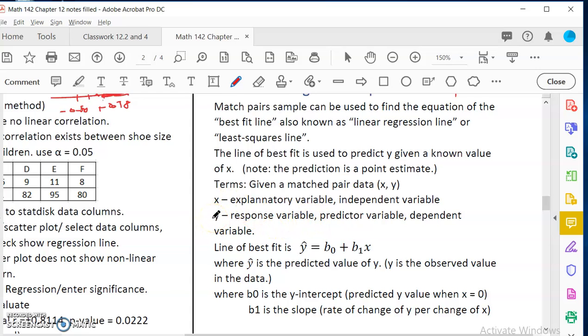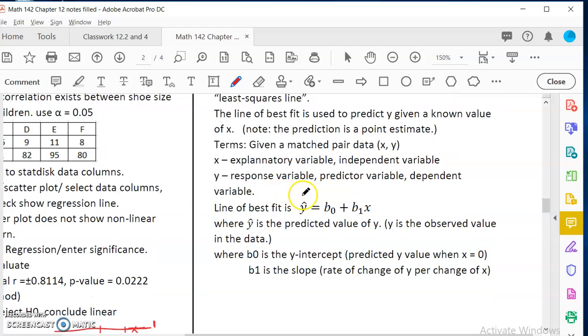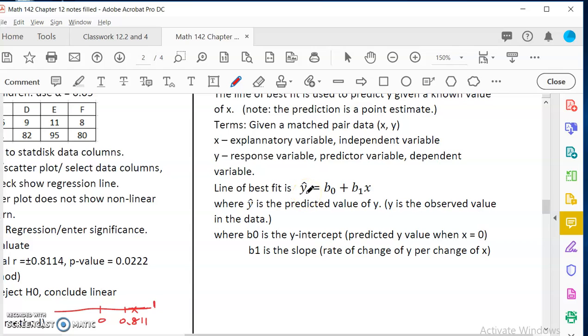So if you have x and y, you say, okay, maybe the shoe size can predict math scores. So your x would be the shoe size, y would be the math score, right? If you say exercise can predict or influence your blood pressure, then x will be the exercise hours, and blood pressure is your dependent variable.